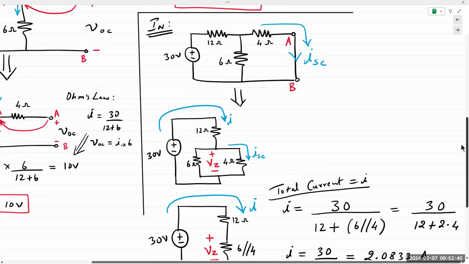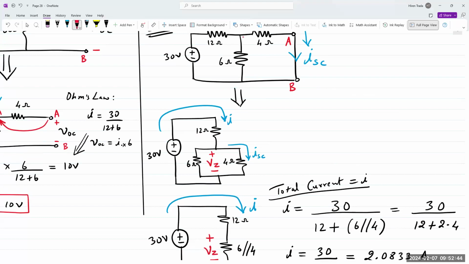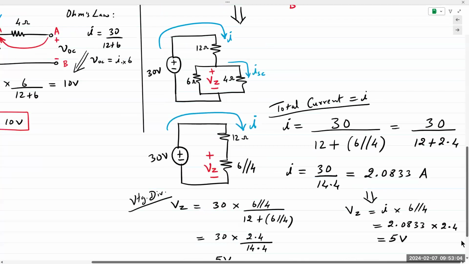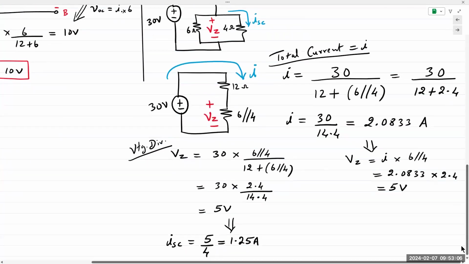So if I take it back here, VZ is here, and VZ is also here. Remember, they are in parallel. So once you find VZ, you apply Ohm's law, you find ISC. If I wanted to apply current division, I would apply it after this step.